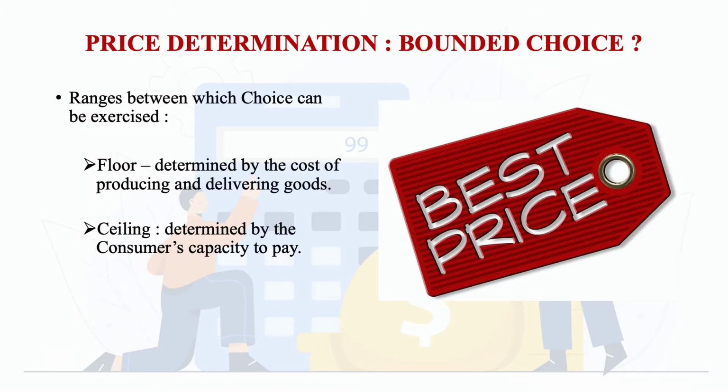The ceiling of the pricing decision beyond which you cannot go is determined by the consumer's capacity to pay. What is it that your consumers can actually pay for that kind of product or those kind of goods? Beyond that, even if you price the product, there will be no takers for the product. So between these two ranges, you will have to price your product.